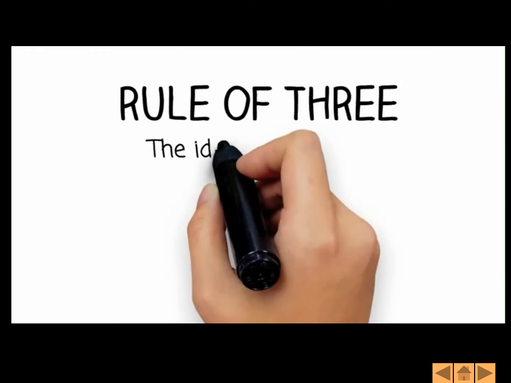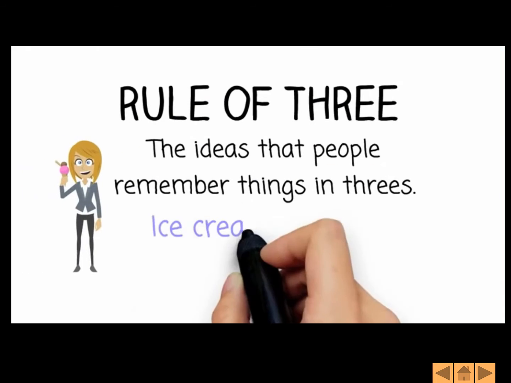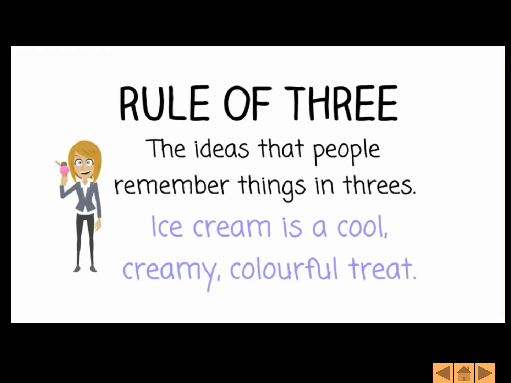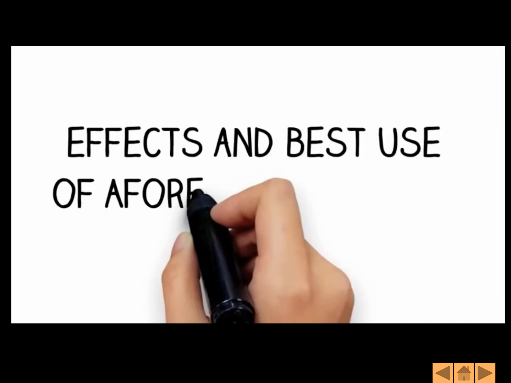Okay, on to rule of three then, finally. Rule of three is the idea that people remember things in threes. So ice cream is a cool, creamy, colourful treat. I've used three there, three words to describe it. Cool, creamy and colourful. Also some alliteration in there. But it's just the idea that they come in threes.